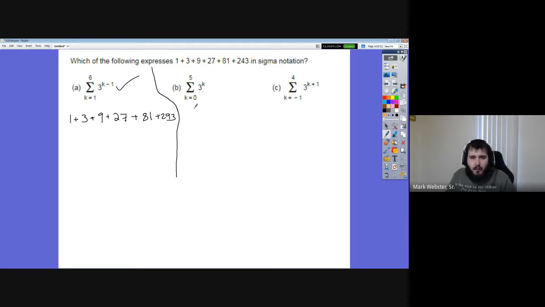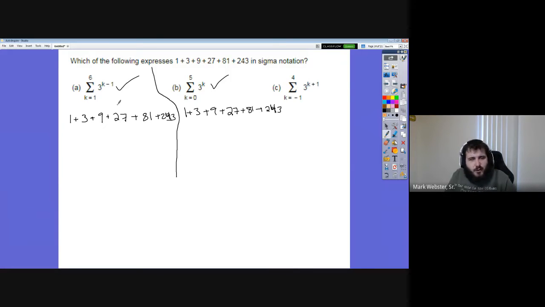Well, now let's try it this way. 3 to the 0 power, well, that's 1. Now let's do the first term. 3 to the first power, well, that's 3. To the second power, to the third power, to the fourth power, to the fifth power. And so I guess you notice it's the same thing, right? This is also a way you could have written it.